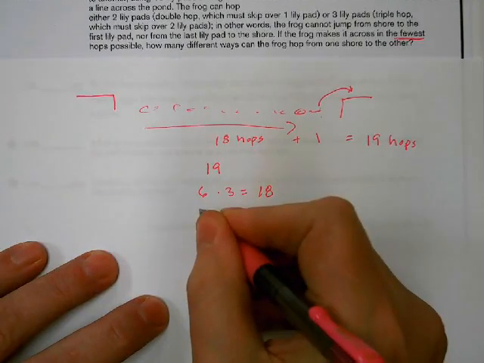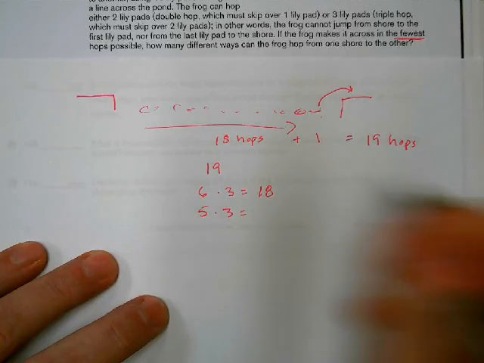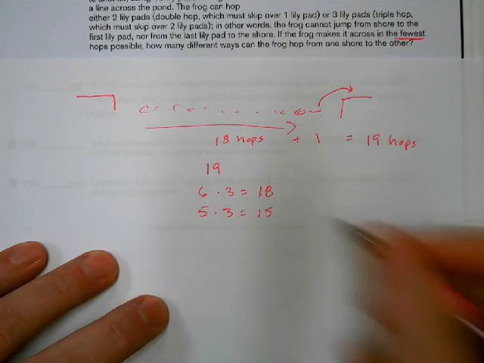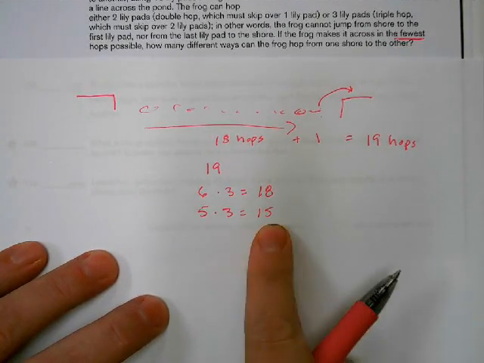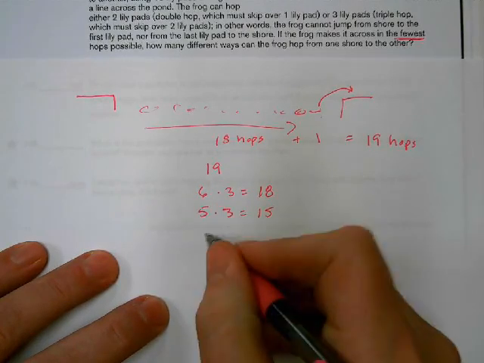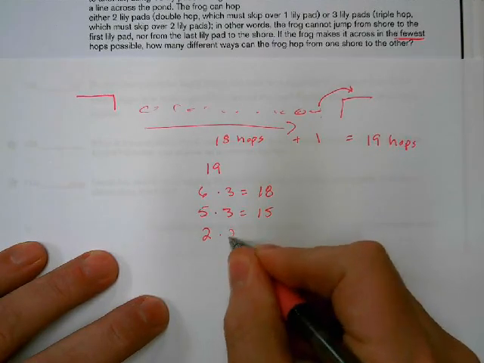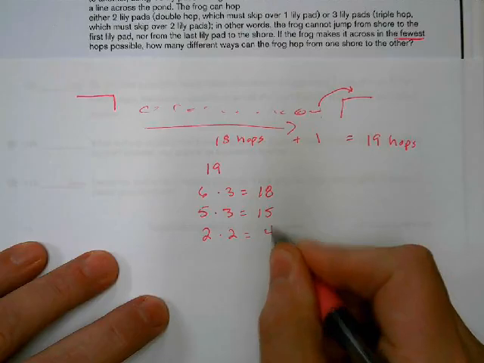5 triples would get me to 15 spaces. Okay, now this is going to work. I need 4 more spaces, so I'm going to do 2 of the double hops. That's going to get me across 14 spaces, and this is my 19 spaces. This is the fewest hops possible.